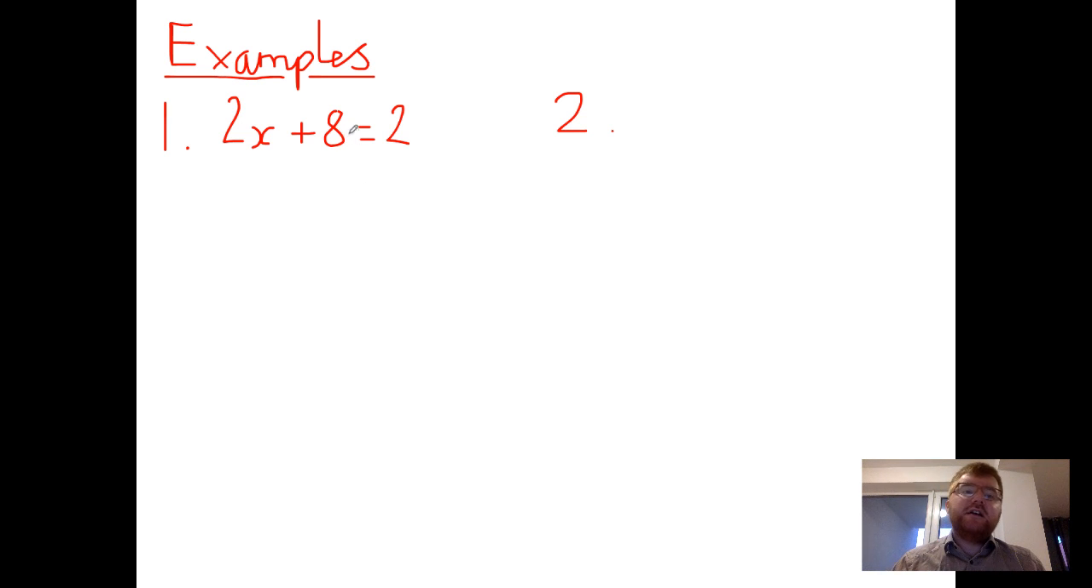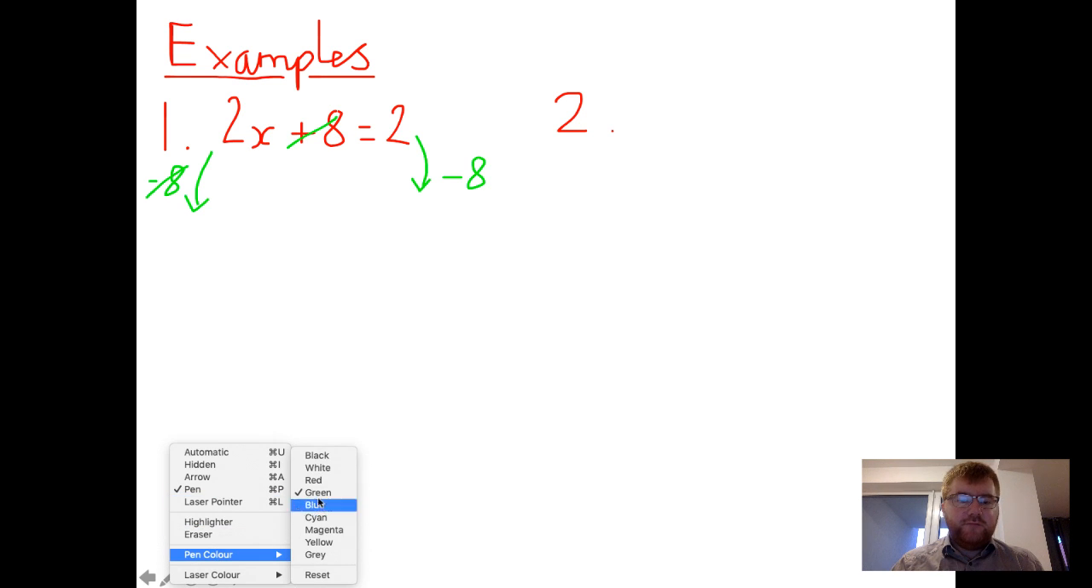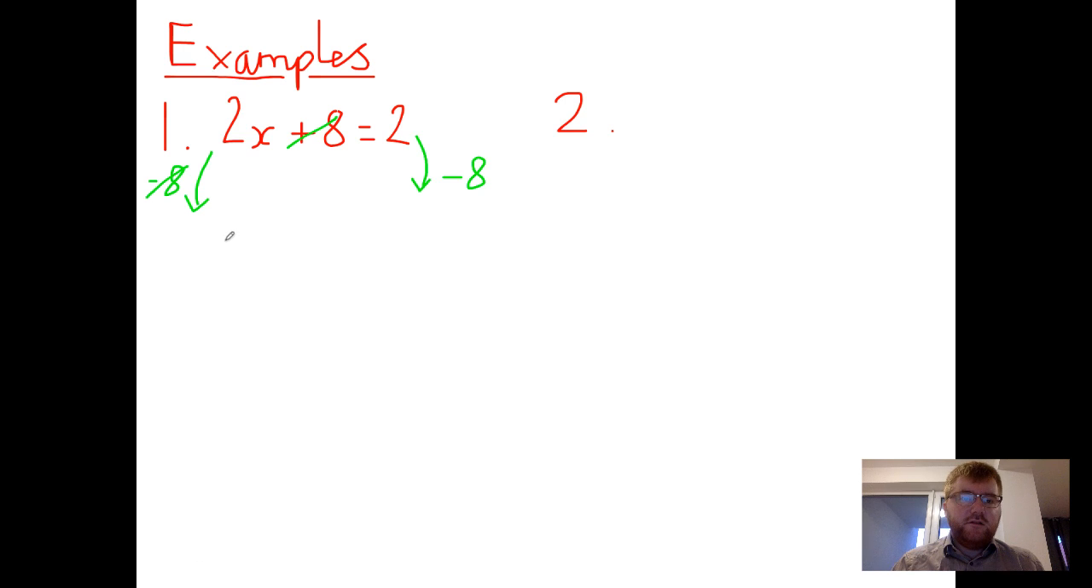And then we need to think, okay, we've got plus 8. What's the opposite of plus 8? Well, that's going to be minus 8. So we minus 8 on both sides of the equation, like so. And remember, this 8 cancels with this 8. So we're left with just 2x. So just 2x. Remember, the minus 8 here and this plus 8 cancels.